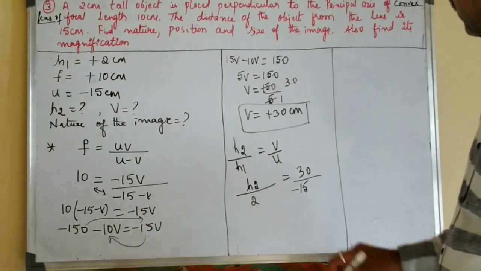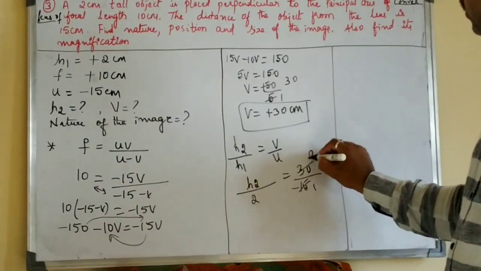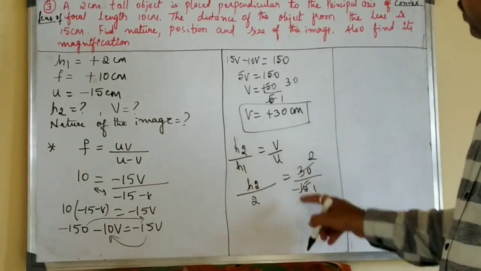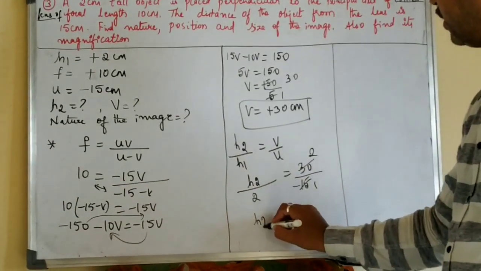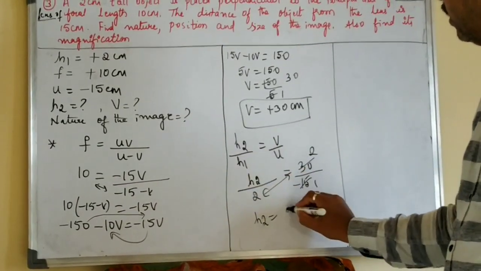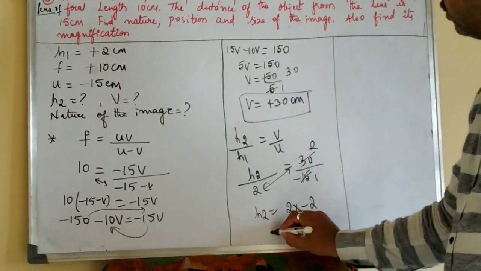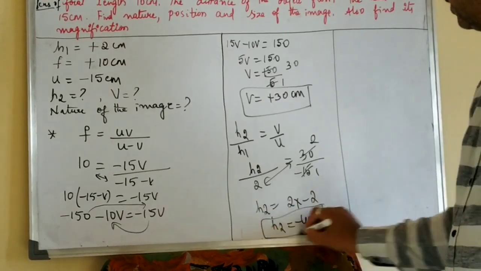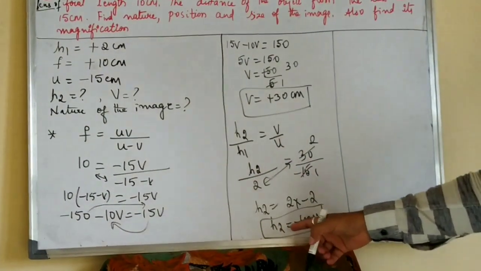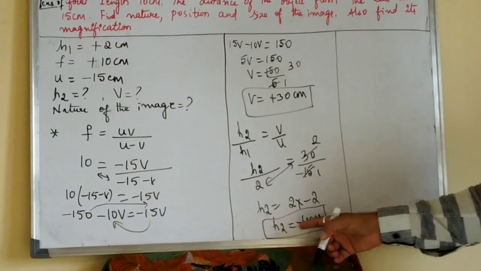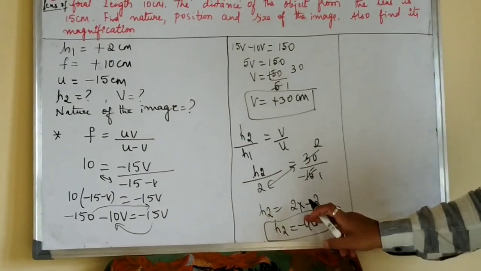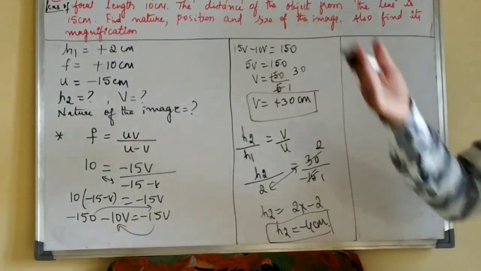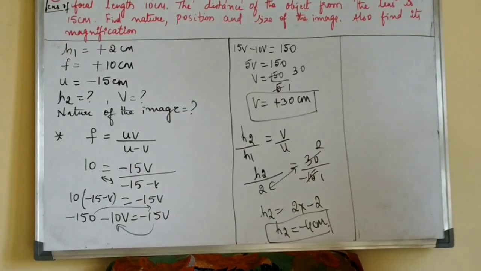Here you can simplify. Shift this minus sign to the numerator, and cross multiply: h2 is equal to 2 into minus 2, or h2 is equal to minus 4 centimeter, which means the height of the image is minus 4 centimeter. Minus sign indicates that the image is formed below the principal axis.